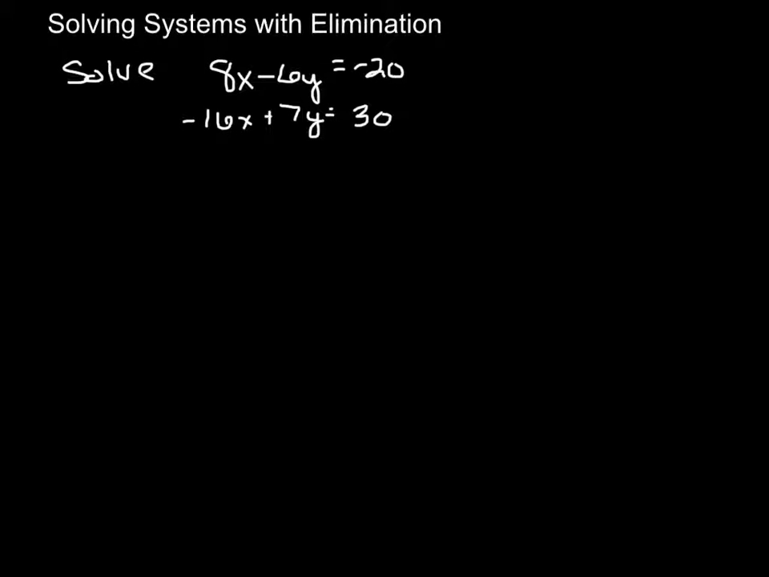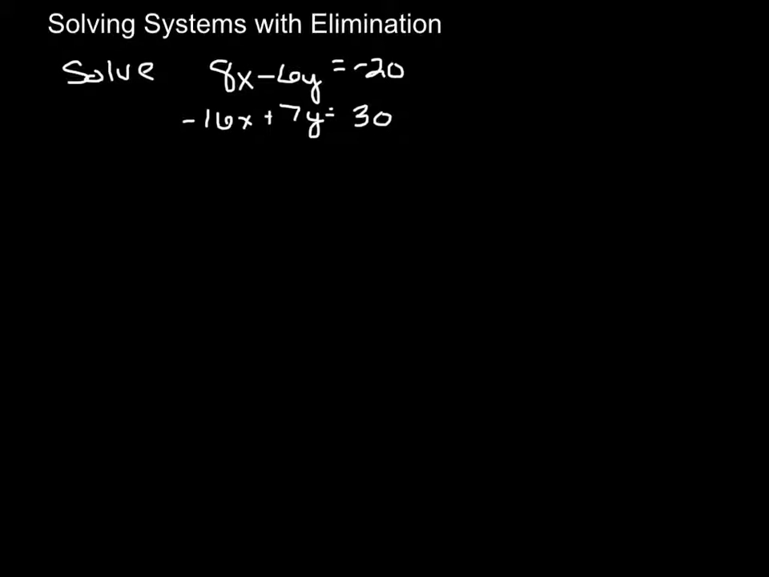Alright, the next video for this solving systems series is going to be solving systems with elimination. We've seen solving with graphing and the substitution method. This is just the third way to solve a system of equations, just a different method. So we got 8x minus 6y equals negative 20, and negative 16x plus 7y equals 30.